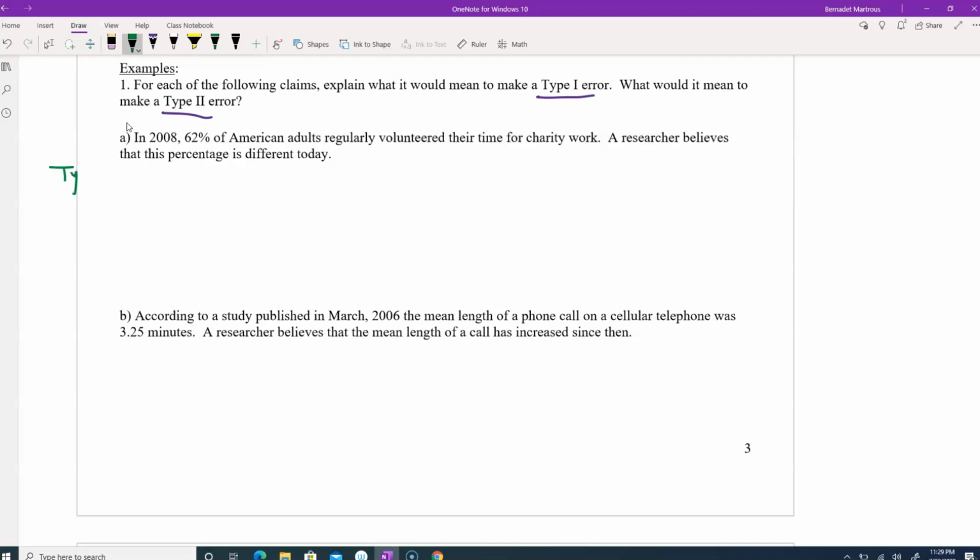So for type 1, error would be if the researcher concluded P is not equal to 62%, when the true proportion is P equal to 62%. When null hypothesis is true, meaning that the true proportion is equal to 62%, but we are concluding that it is not. So this is type 1.